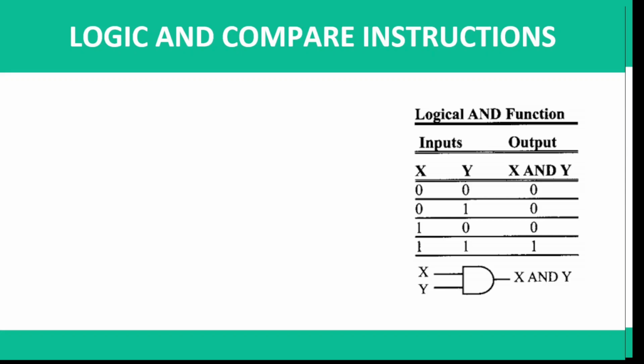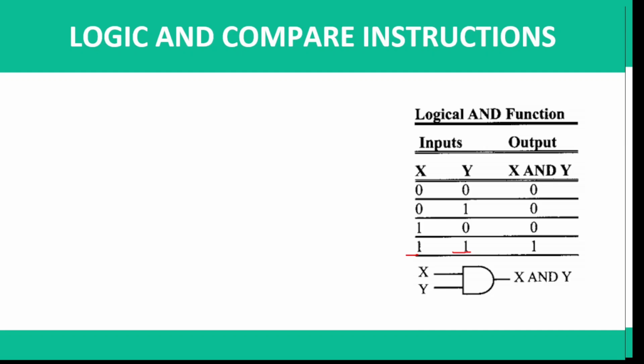Okay, so moving on with the logic and compare instruction. We first start with the AND logic gate. For the AND, we know for a fact that the output could be 1 if and only if the two inputs are 1. Otherwise, our result would be 0. So that is the rule of our AND.